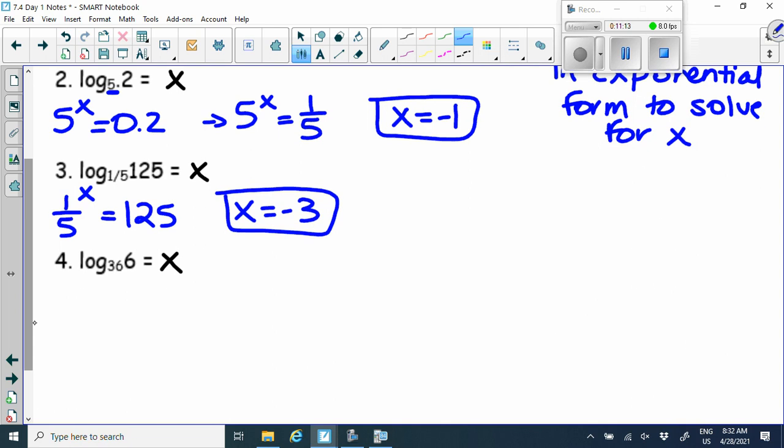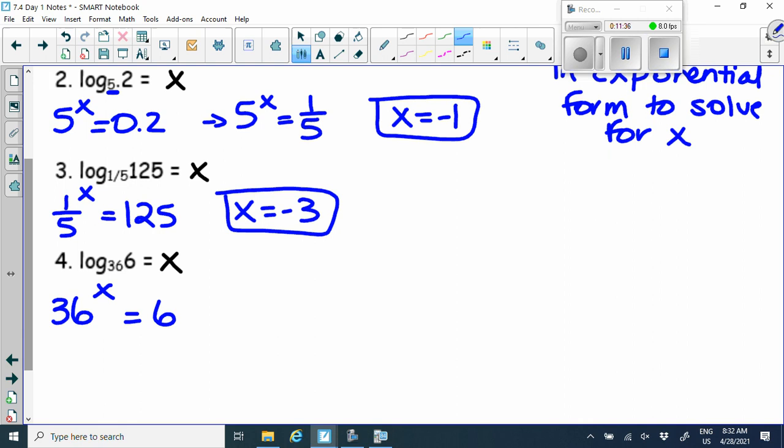Okay, let's try the last one. So we have log base 36 of 6 equals x. So our base is 36. We take it to the x power, right? Because that's our exponent, and equal to 6. Okay, now notice we have 2 whole numbers. So is our exponent going to be positive or negative? Positive. Okay, now notice we are going from a big to a small number though.